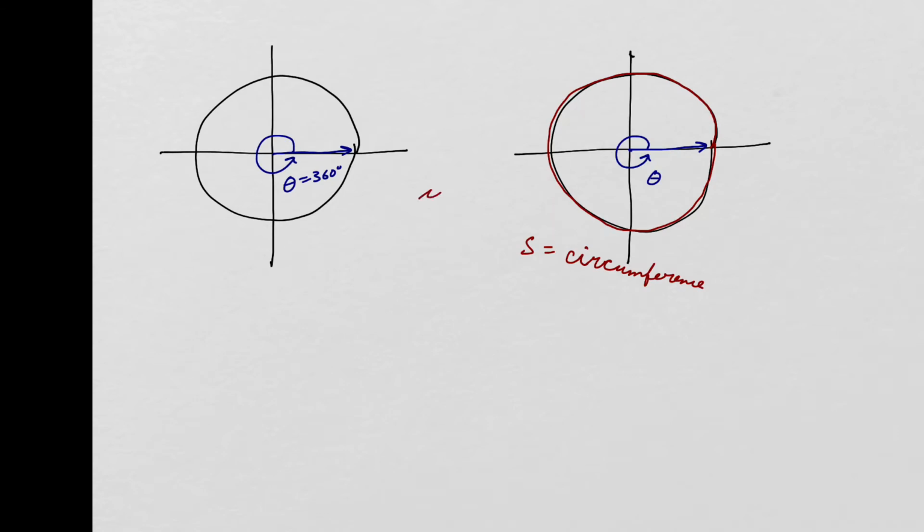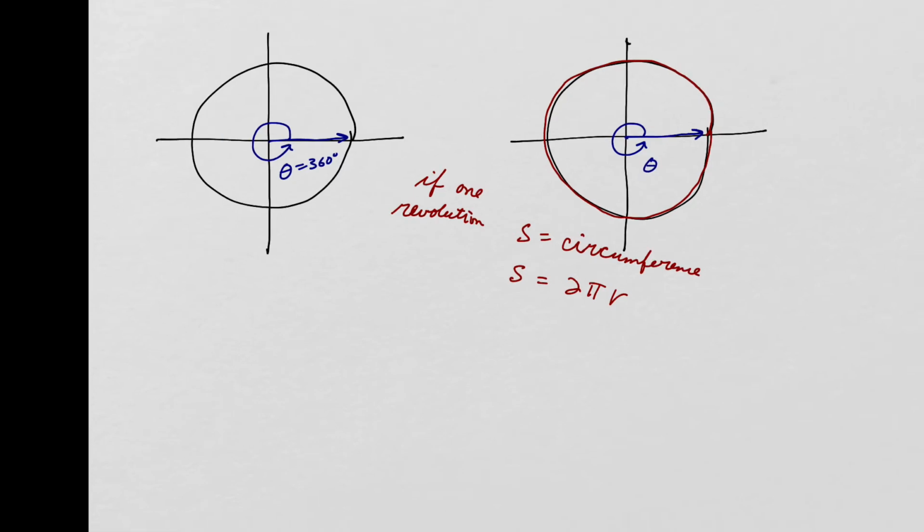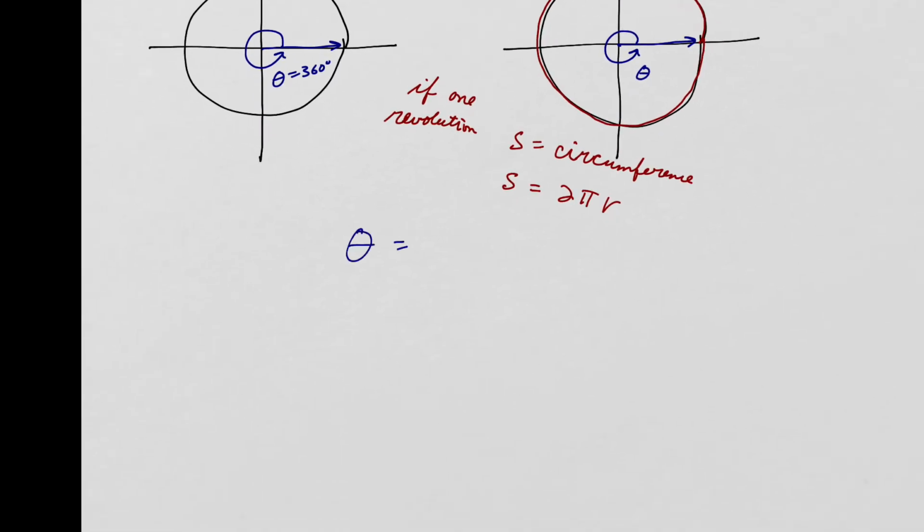So I'll say if one revolution, then the S is simply going to be the circumference. And we know how to find the circumference of a circle. Remember, that's equal to 2 pi r. So in this case, S is 2 pi r. So that means the angle in radians is going to be, remember, S over r. So it'll be the total distance around, which is 2 pi r, divided by r. And look, the r's cancel. So it turns out it's equal to 2 pi radians. Once around is 2 pi radians.